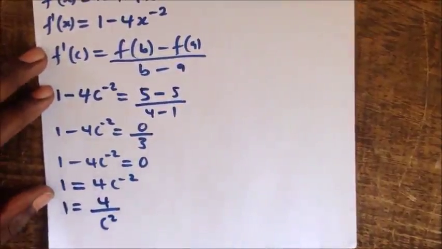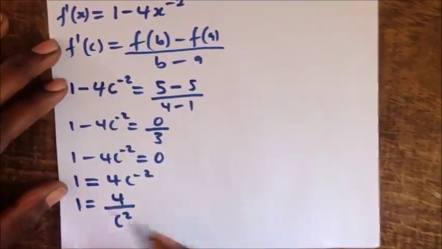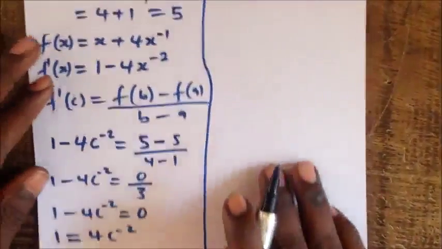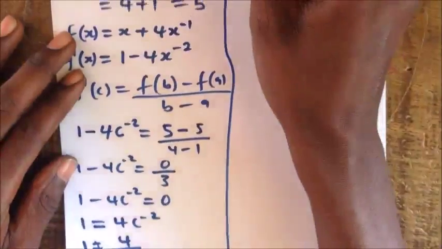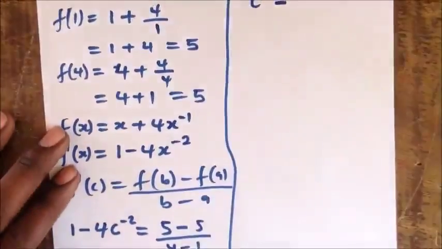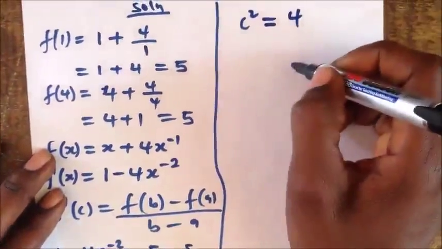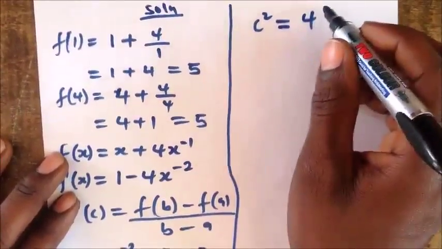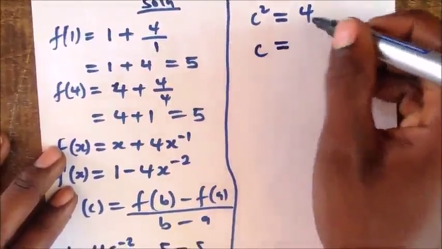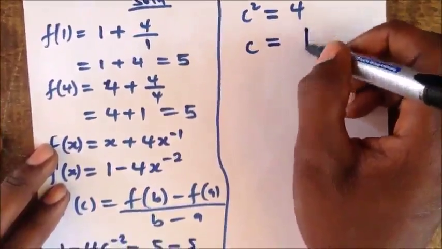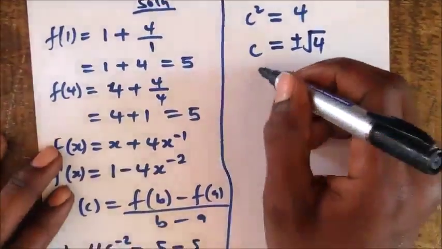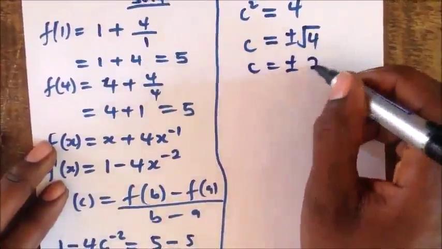Now we have one term on the left hand side and one term on the right hand side, so we can cross multiply. This 1 is the same thing as 1 over 1. By cross multiplying, 1 times c squared is c squared, and it is equal to 1 times 4, which is 4. So we are looking for c, not c squared. We should now take this square to the other side. So c is equal to, taking the square across the equals sign becomes a square root. And remember, once we have a square root, it's either plus or minus. So c is equal to plus or minus the square root of 4, which is 2.